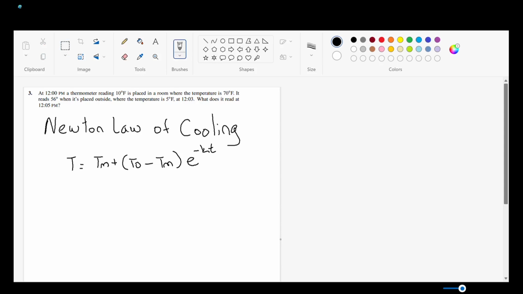when at 12 p.m. a thermometer reads 10 Fahrenheit is placed in a room where the temperature is 70 Fahrenheit. It reads 56 when it's placed outside where the temperature is 5 Fahrenheit at 12:03. What does it read at 12:05 p.m.?